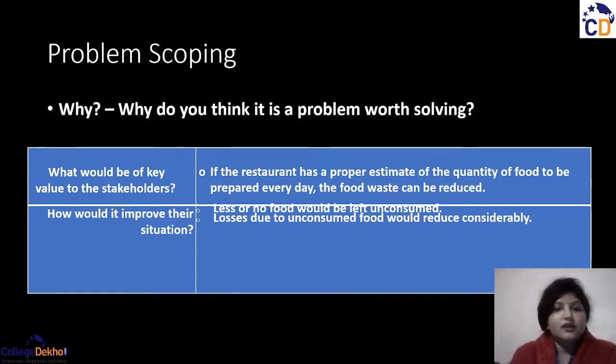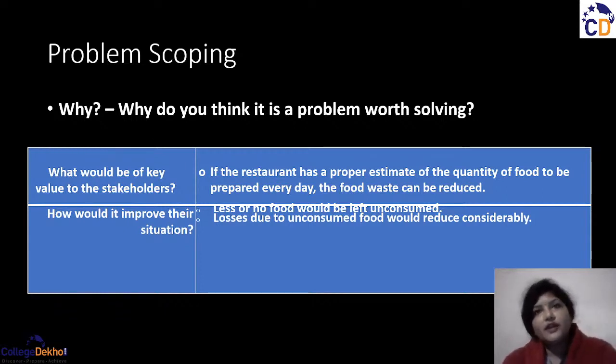If the restaurant owner has a proper estimate of the quantity of food to be prepared every day, the food waste can be reduced. If he knows how many people are coming to the restaurant and taking the food, then according to that, the restaurant owner is going to prepare the food. So what is the solution to this? It is to make the same quantity, so that at the end of the day nothing should be left over as unconsumed food, and obviously the losses can be minimized through this model.